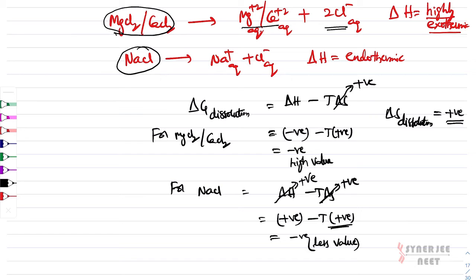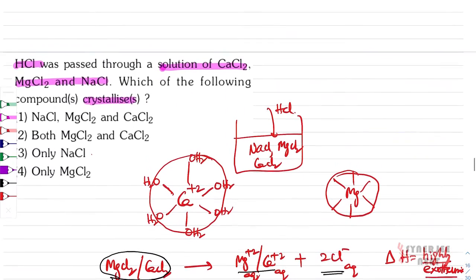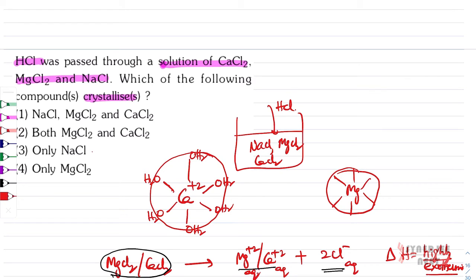So NaCl is also soluble in water, and magnesium and calcium chlorides are also soluble in water. But the thing is, for magnesium and calcium chlorides the value is more highly negative, which means they are highly soluble, whereas this one is relatively less soluble. Since NaCl is less soluble and magnesium and calcium chlorides are highly soluble, now when you add HCl, what will happen?